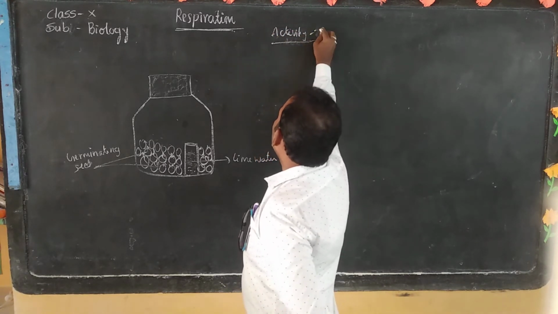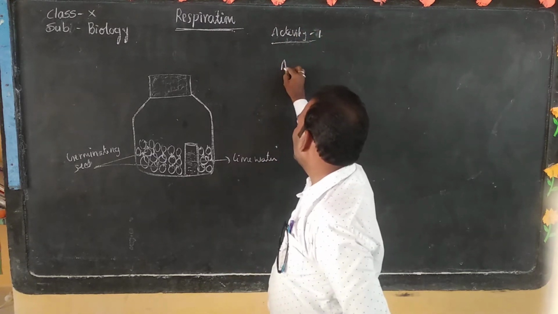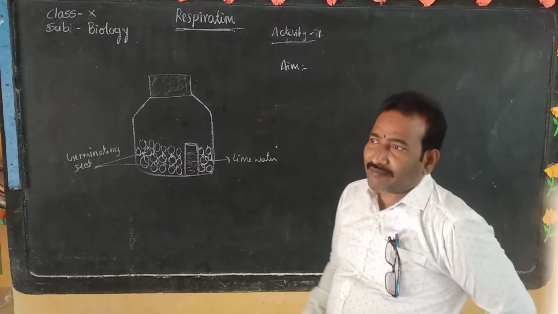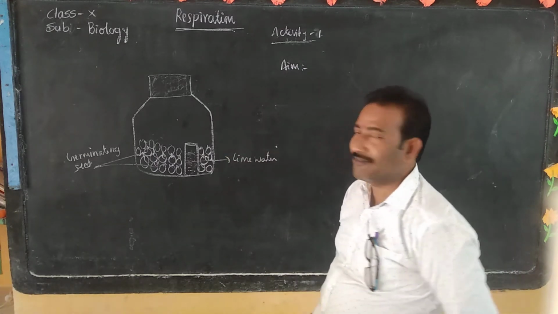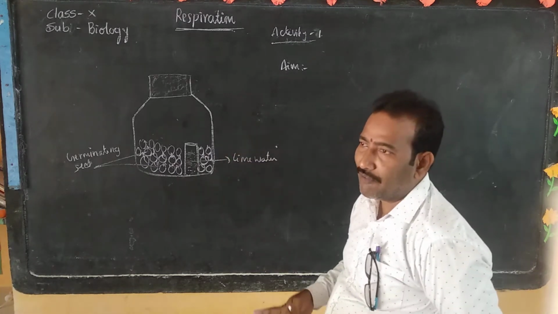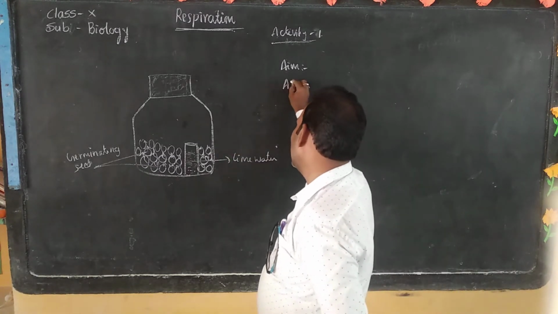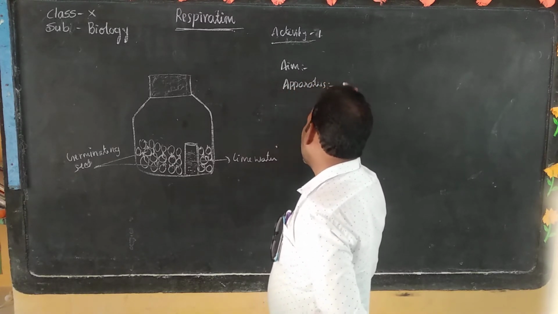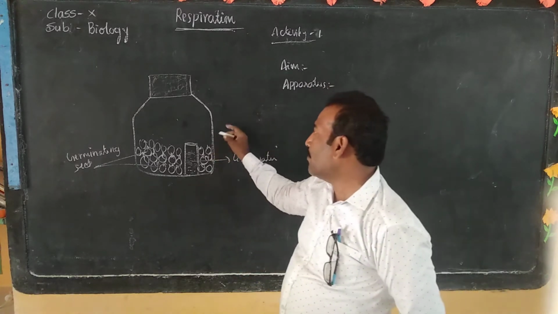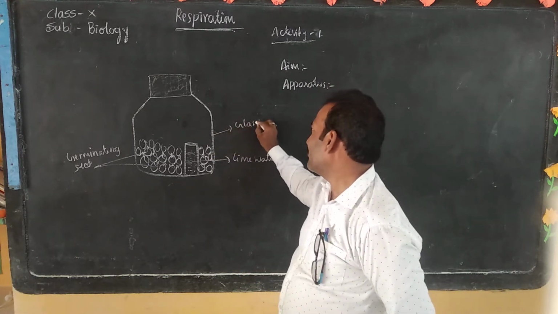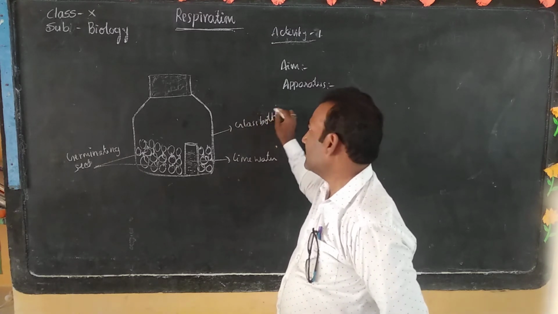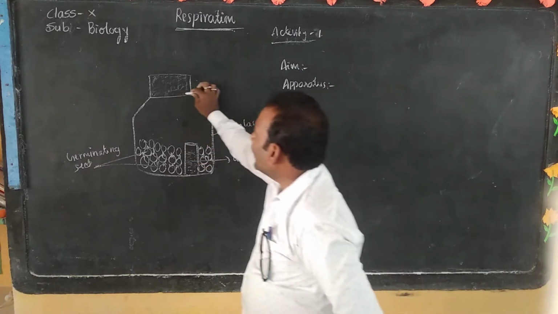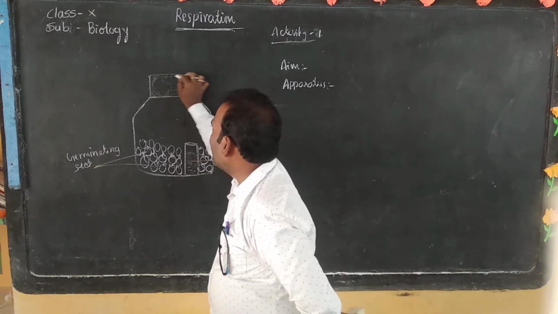Activity 1. First, aim. What is the aim? To demonstrate that carbon dioxide is released during the process of respiration. Next, apparatus or required materials. What materials are required? Wide mouthed glass bottle, germinating seeds, lime water, and a rubber stopper or a rubber cork.